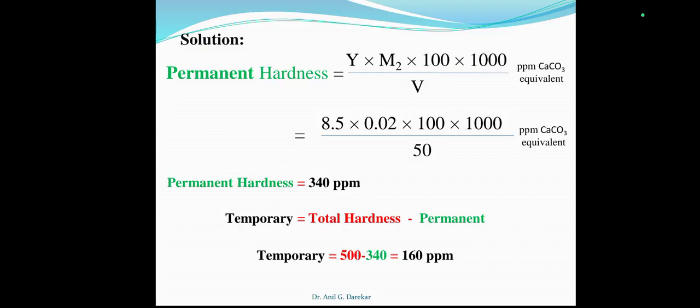Now you have a total hardness value and a permanent hardness value. You just subtract permanent hardness from total hardness, and you will get temporary hardness, which is 160 ppm. So this is the way to solve the numerical on hardness, and here we get values of total, permanent and temporary hardness. Hope you understood. Thank you.